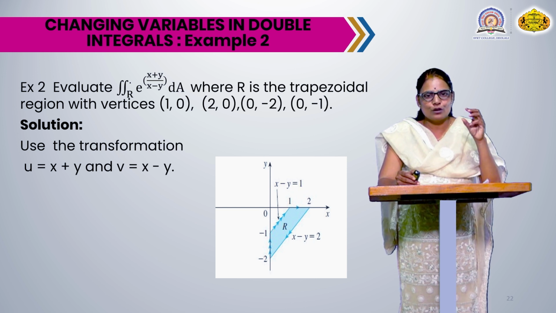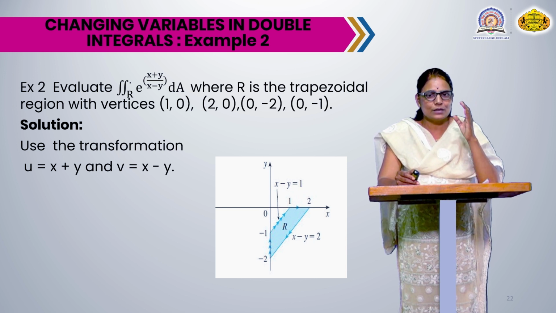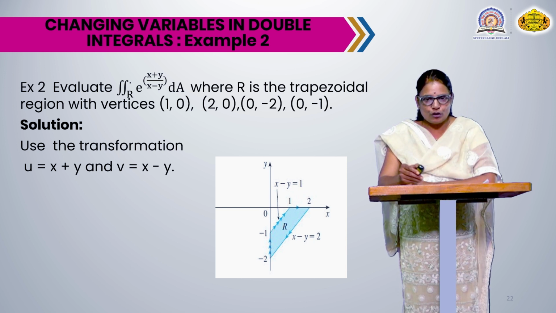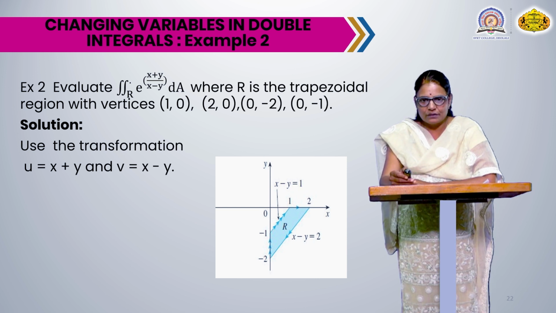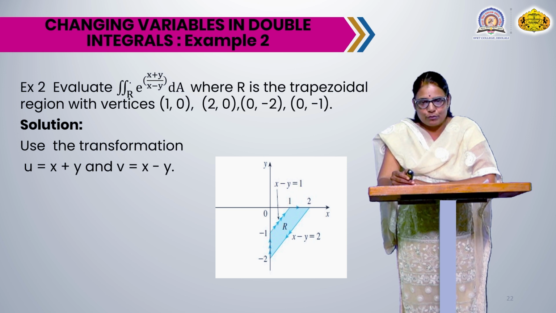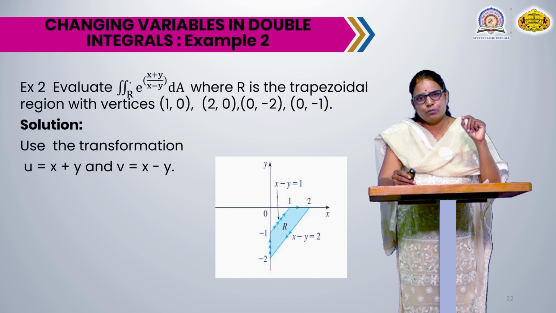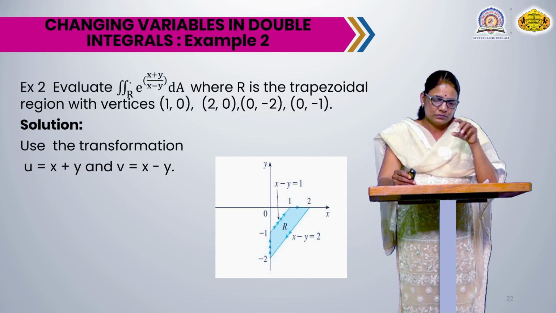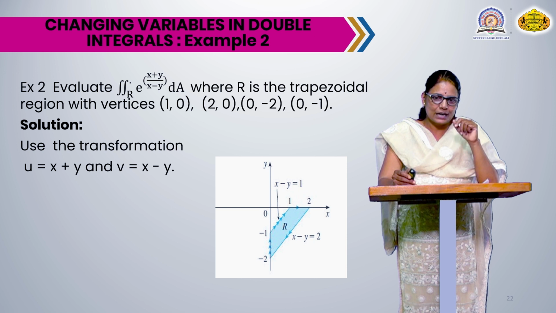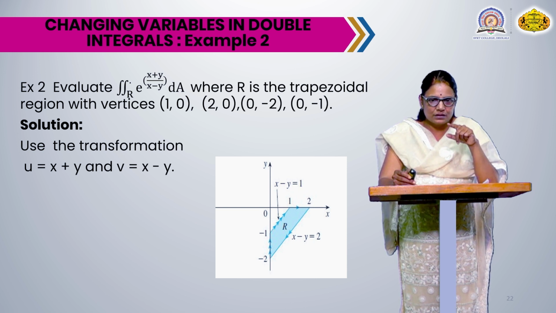Since we want to solve this integration by using the substitution method, our first step is to sketch the region R in the xy plane and identify its boundary. I have already given the graph here; see the figure. In this figure, this is a trapezoid. First I plot the points: I select the first vertex as (1, 0), next (2, 0), next (0, minus 2), and we join all these vertices. So the trapezoidal region, that is R, is here.